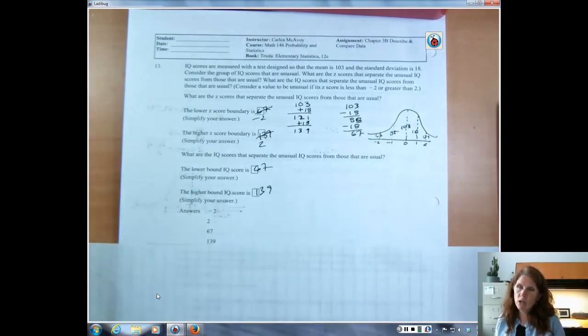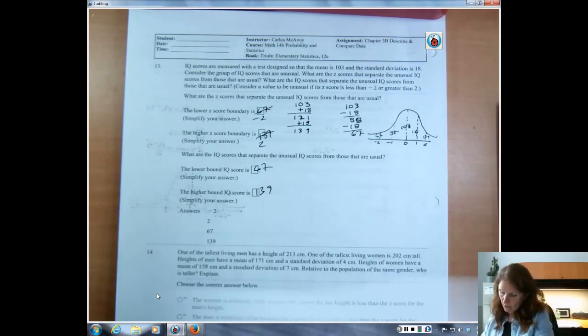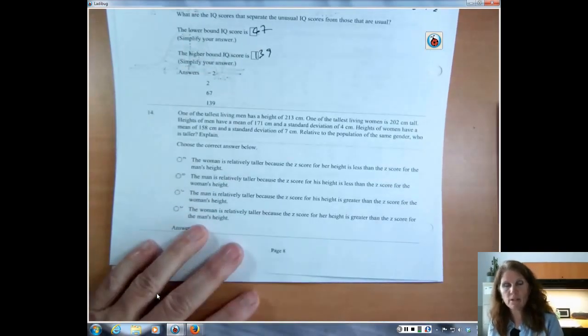So if you said the mean value for the IQ test was 103 and I was 2 standard deviations above that, you get an IQ of 139, which is very high. All right, let's see if I can get through number 14 and not make a mistake.